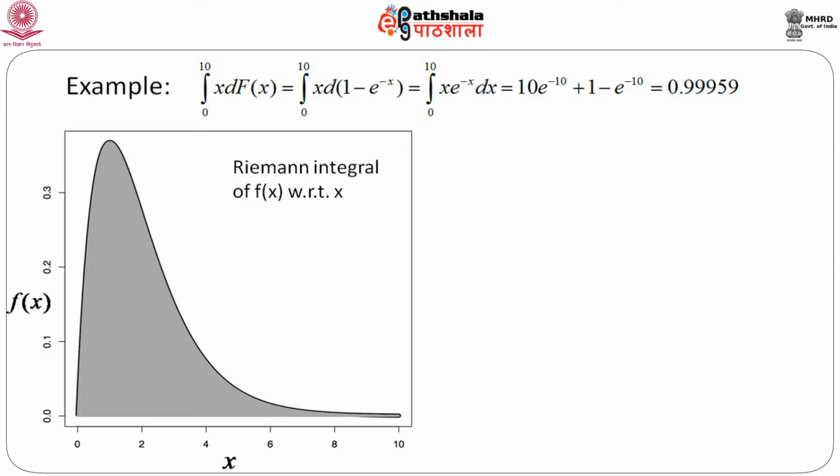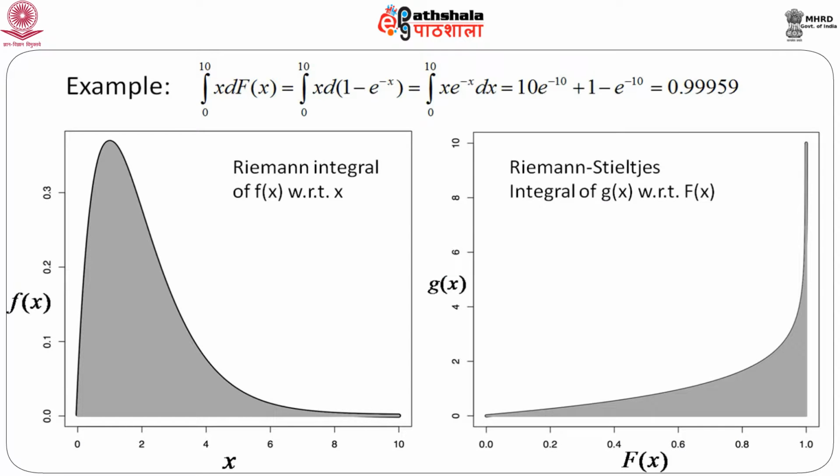So, this gives us the Riemann integral. This is the x axis and this is the plot of small f x, which is x into e to the power minus x. So, this is the Riemann integral with respect to x; this is the area under the curve. And this is the Riemann-Stieltjes integral. Here we are integrating x, which is nothing but g x in this case, with respect to capital F x, that means on this axis we plot capital F x. So, naturally capital F of x lies between 0 and 1.